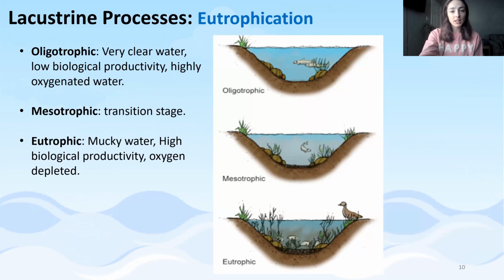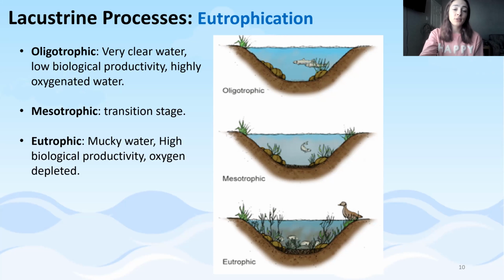Now we'll talk about trophic levels. Trophic levels also have to do with the chemical composition of the lake, and in terms of human use, matter a lot for the health of the lake and whether it is usable fresh water. Trophic levels include oligotrophic, which is shown here on the top, with clear and well oxygenated water with low biological productivity, and then mesotrophic in the middle, which is kind of a transition between oligo and eutrophic, and then we have eutrophic levels, which are characterized by mucky water with high biological productivity and very low oxygen content.